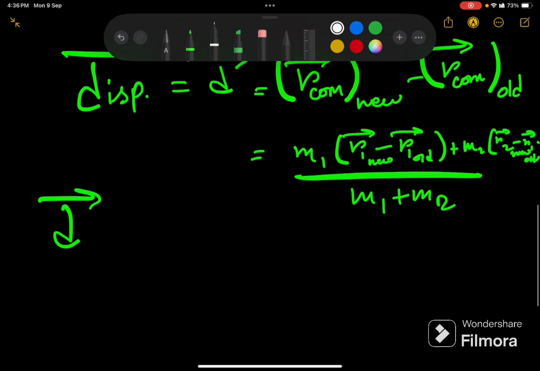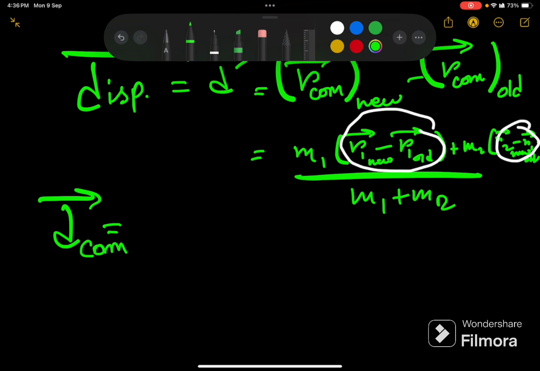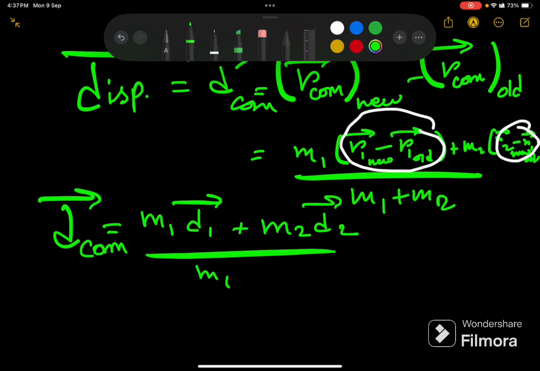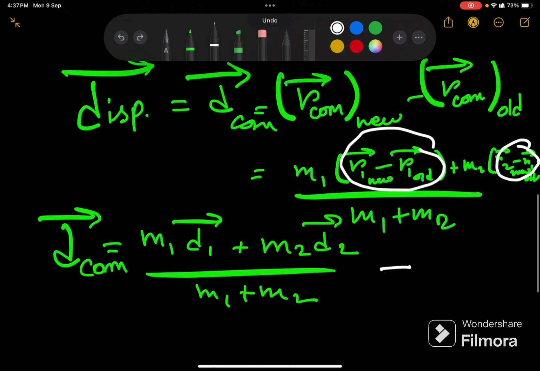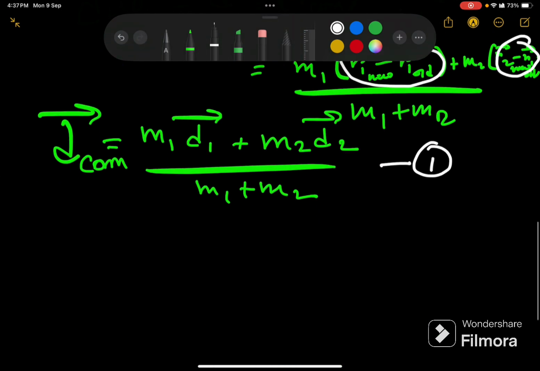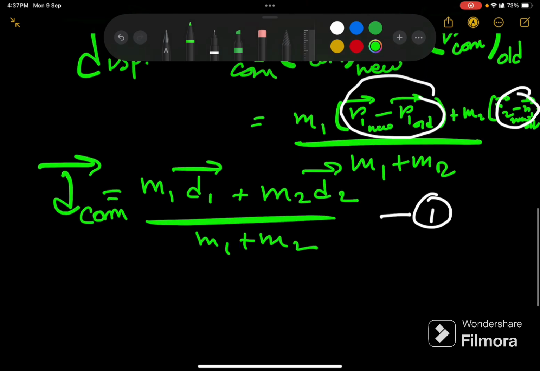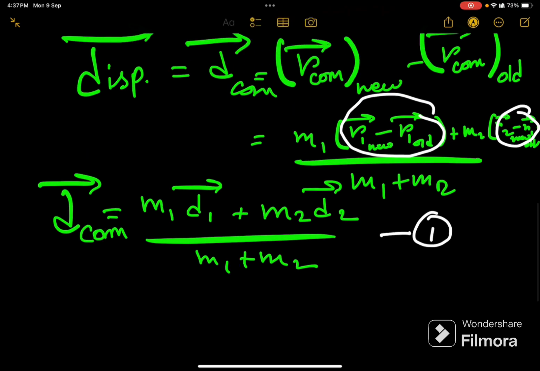So there is change here. Here is change in position, here is change in position. Let us denote change in position by d. So d center of mass equals m1 d vector 1 plus m2 d vector 2 by m1 plus m2. So here we got a formula.